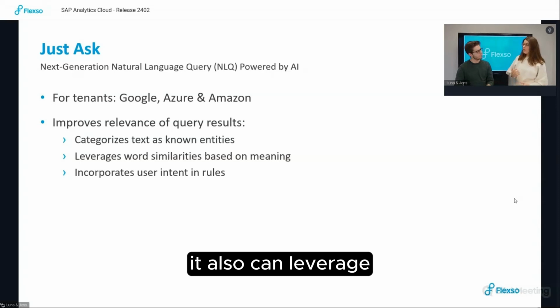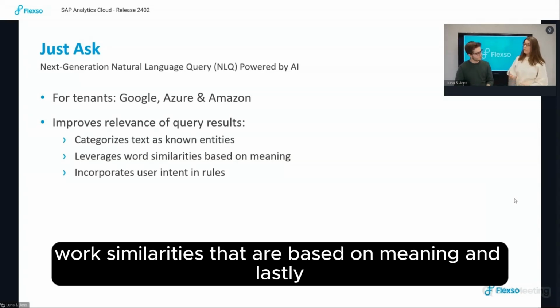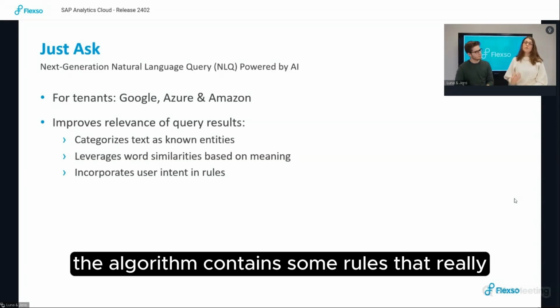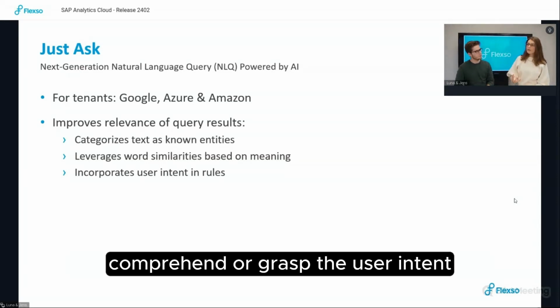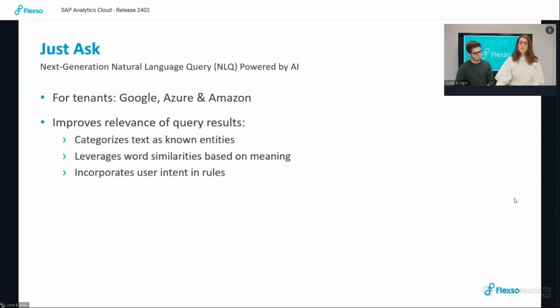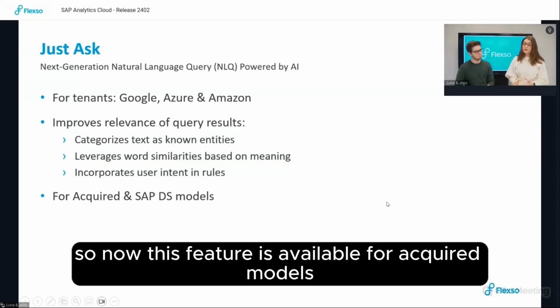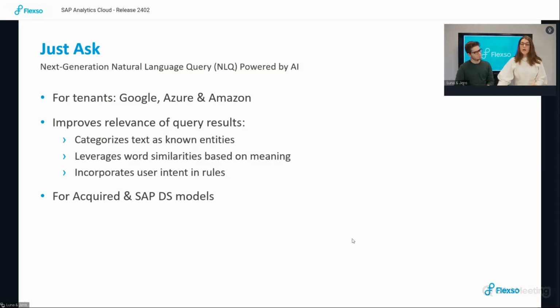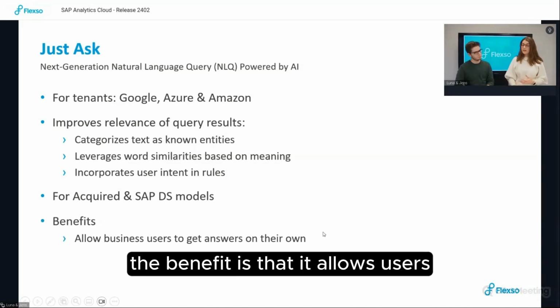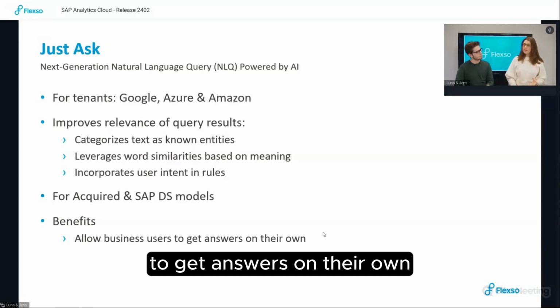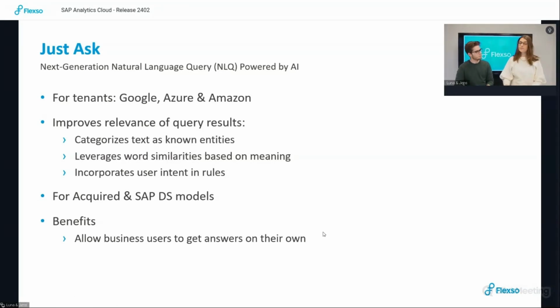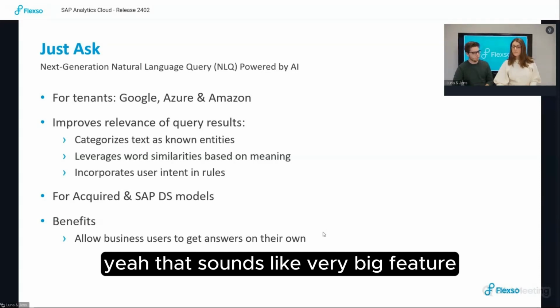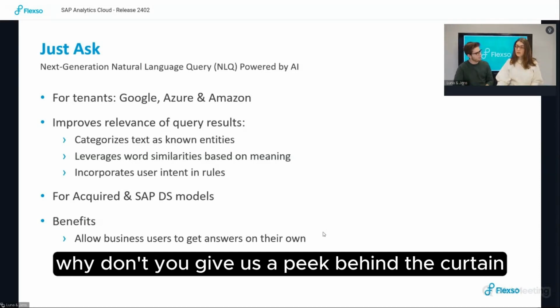It also can leverage word similarities that are based on meaning. And lastly, the algorithm contains some rules that really comprehend or grasp the user intent. Now this feature is available for acquired models and SAP DataSphere models. And of course, the benefit is that it allows users to get answers on their own. Yeah, that sounds like a very big feature. Why don't you give us a peek behind the curtain?